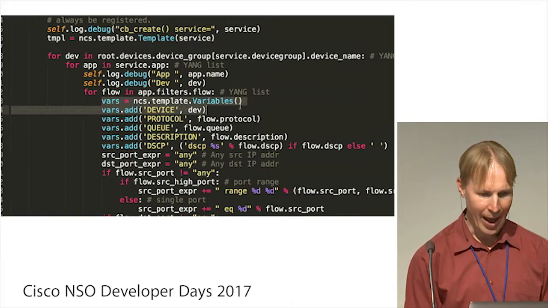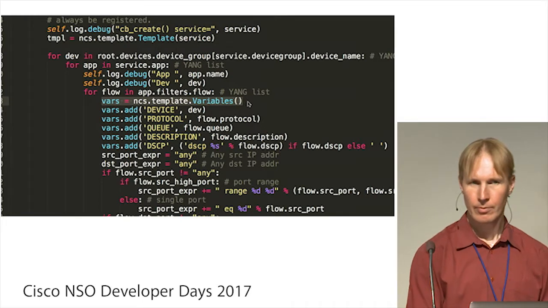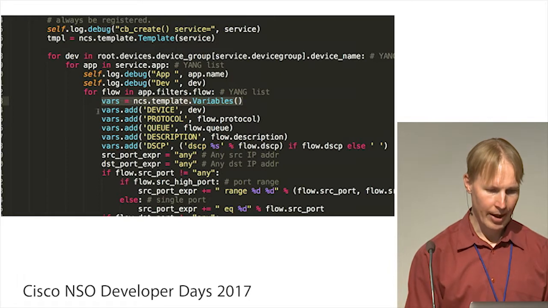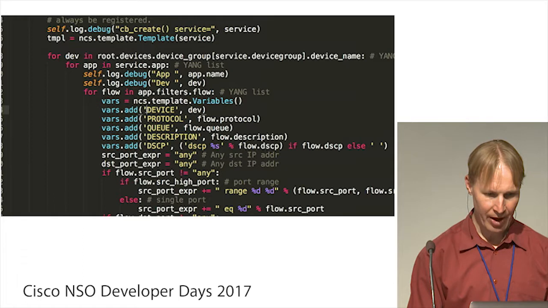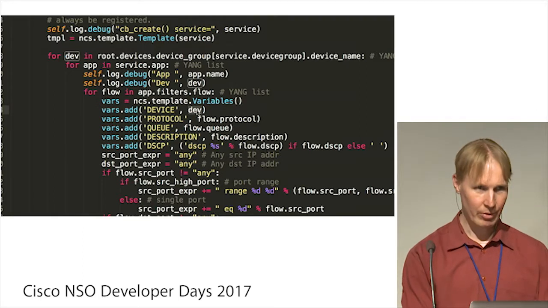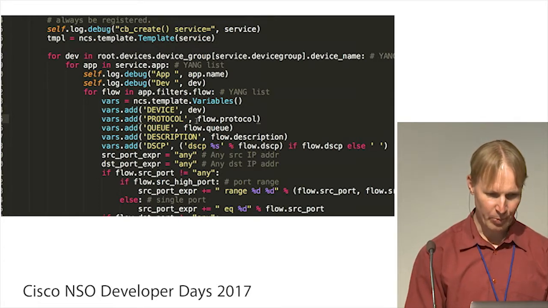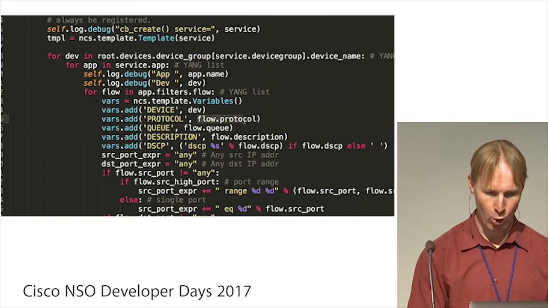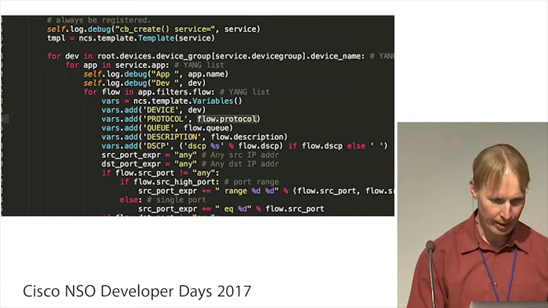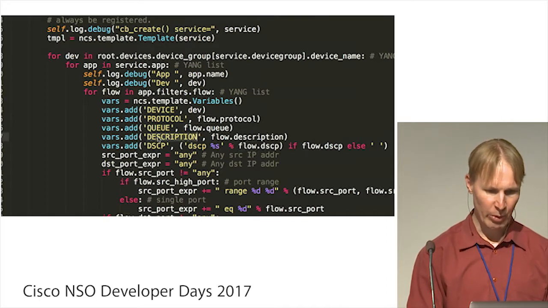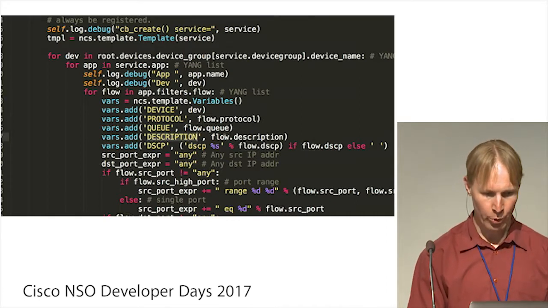I create a bag of variables. That's basically key value bindings. And into that bag, I'll throw the value of $device to bind that to the value dev, which is the string representation of that device name. Protocol will be, I'll just pick it up from the Yang. Flow.protocol. Flow was this thing that I was looping over here, right? Flow.protocol. Description will be, again, from the Yang model, flow.description.